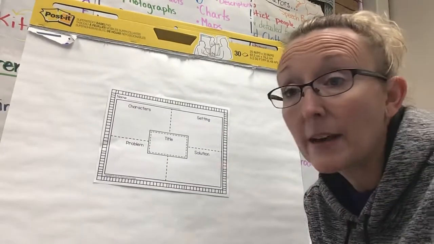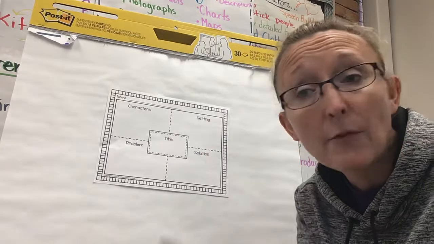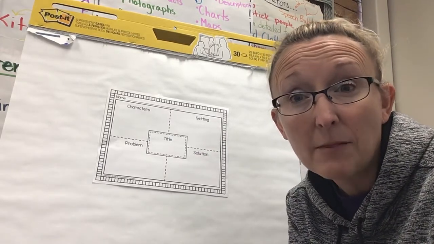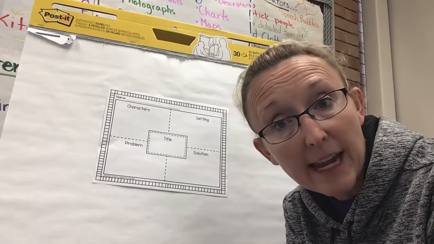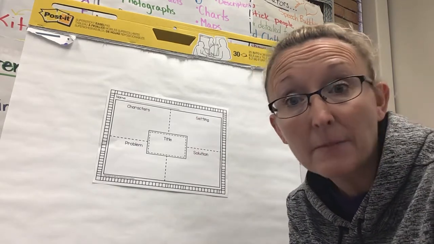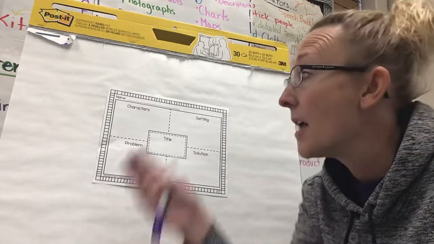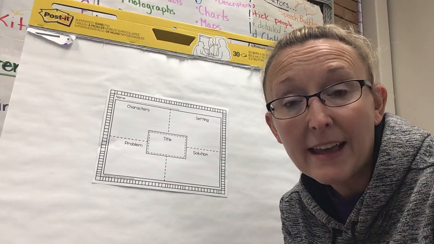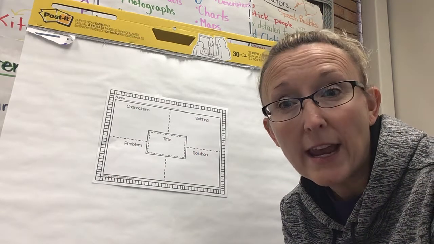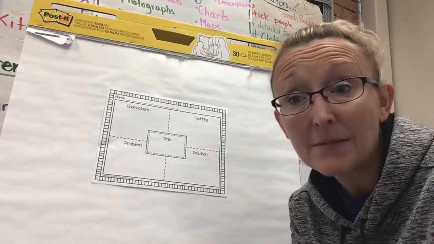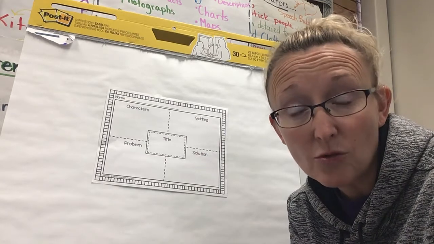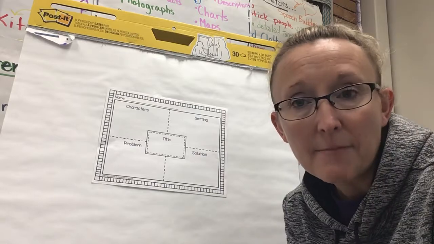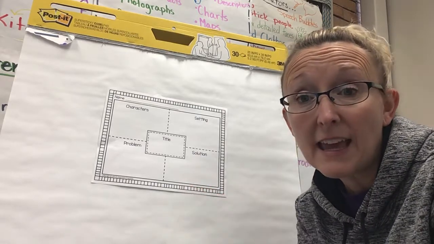So we're going to be talking about the characters, and remember, the characters are who the story is about. It can be about a person, it can be about an animal, or it can be about a thing. Right? Like Little Tree was about a tree. The setting is where the story is happening and when it's happening. Okay, so the when and the where. Then there's usually some type of problem in the story, right? Somebody loses something, upset about something, there's a problem. And then usually at the end, there's a solution.